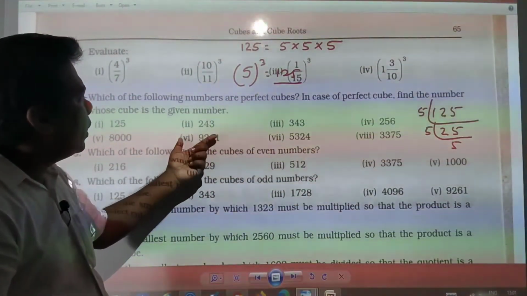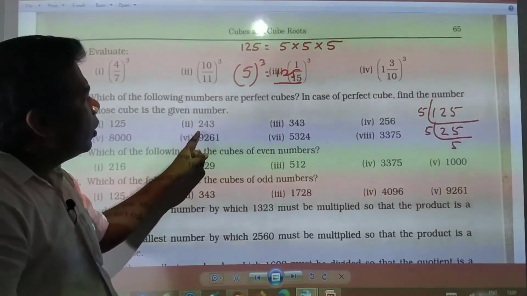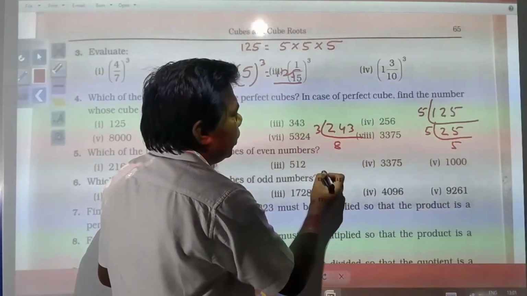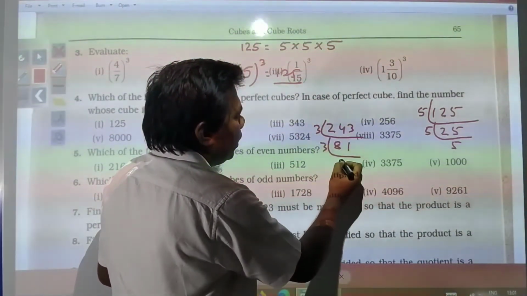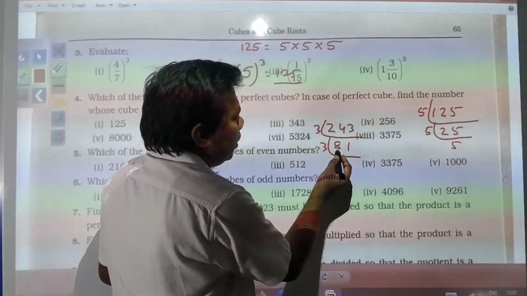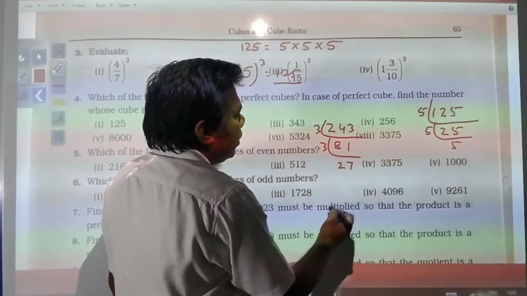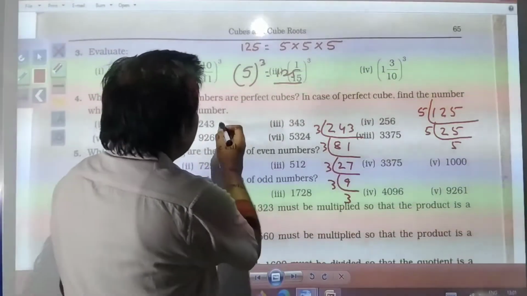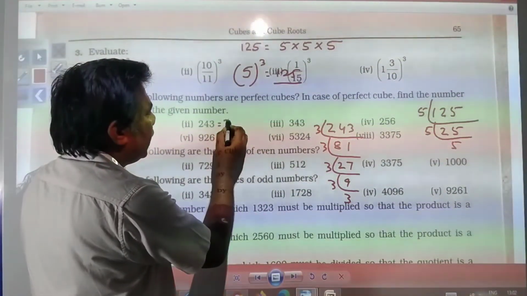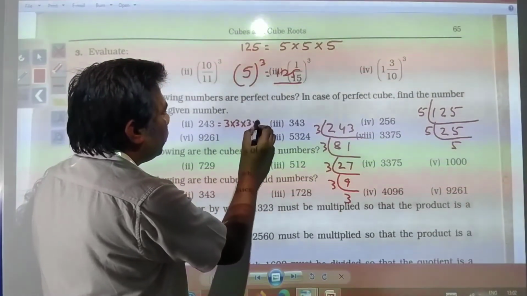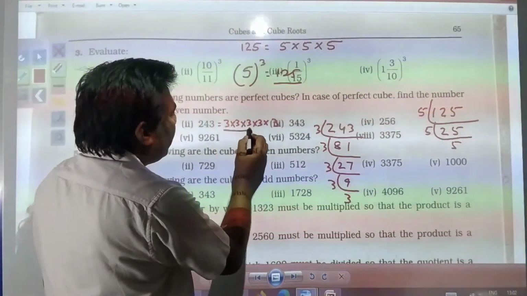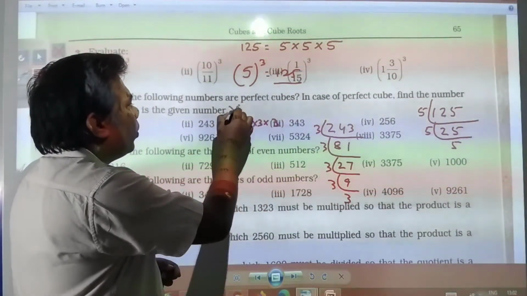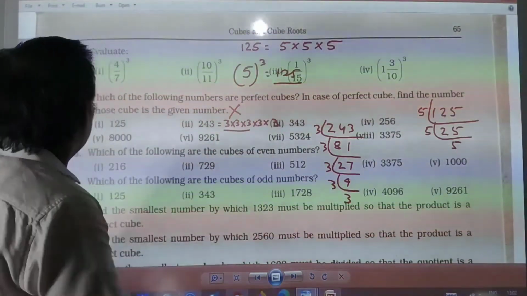Next you see 243. Again, in the same way this is required to be found out. Factorize this 243. 3 eights are 24, 3 ones are 3, 3 twos are 6, and 3 sevens are 21, 3 nines are 27 and 3 threes are 9. This 243 can be expressed as 3 into 3 into 3 into 3 into 3. One triplet we have got, the other triplet we have not got, and that's why this is not a perfect cube.